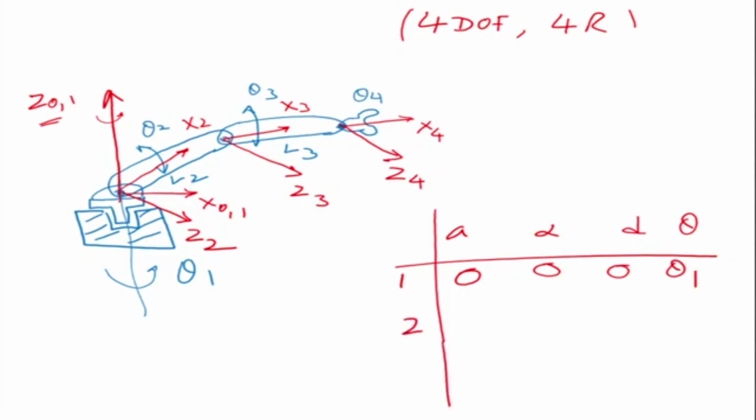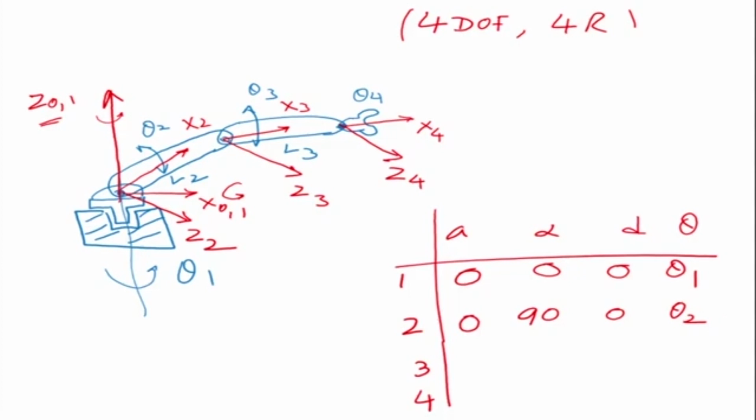Now the second one we can see is that they are intersecting again. So z2 and z1 are intersecting at a point, although they are orthogonal, but they are intersecting. So there is no distance between them. So z1 is rotated anticlockwise about x0 by 90 degrees, and it becomes z2, right? So this is 90 degrees because the rotation is like this. Then what is the distance between the x-axis? They are intersecting, so there is no distance between the x-axis. And what is the variable? It is theta 2.